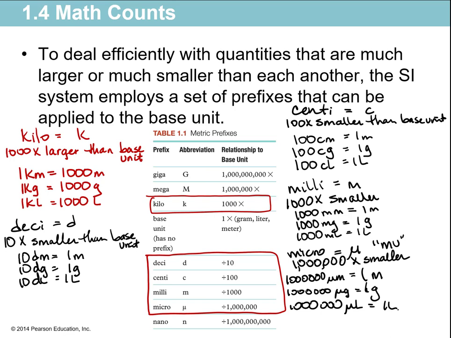Anytime you see micro, 1,000,000 is going to go in front of that unit. Anytime you see milli, 1,000 goes in front of the unit. Centi would always get 100, deci gets a 10. So for these 4 that are smaller, the prefix unit will always get a number value more than 1.